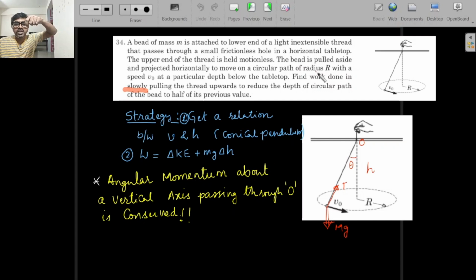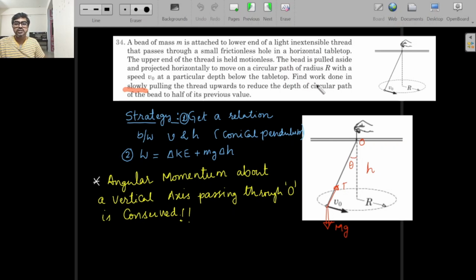The bead is pulled aside and projected horizontally so that it moves in a circular path. So it creates a conical pendulum. The circular path has radius capital R with a speed V0 at a particular depth below the tabletop. V0 and capital R are given. Depth they didn't give; let's say it is h, which we need to calculate using geometry.